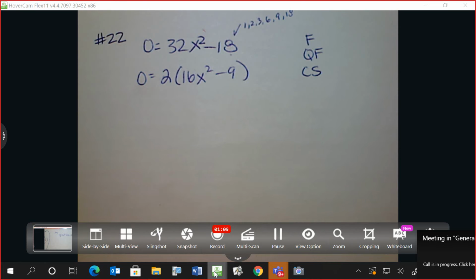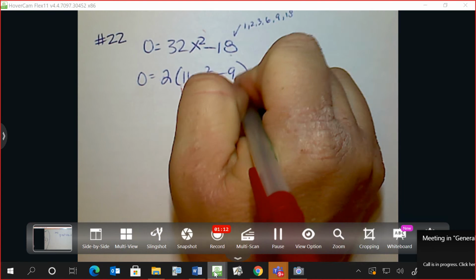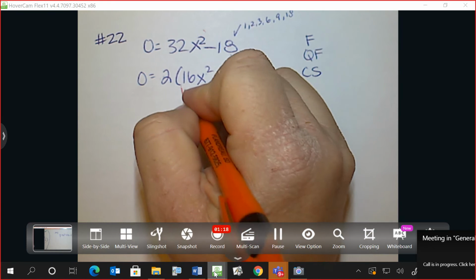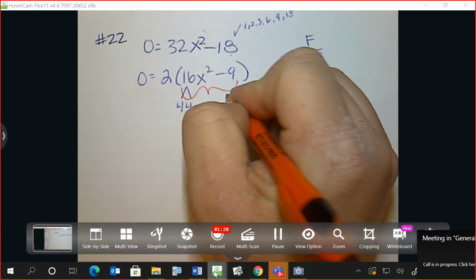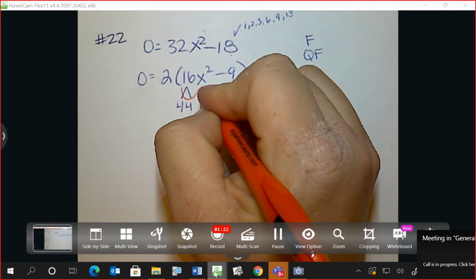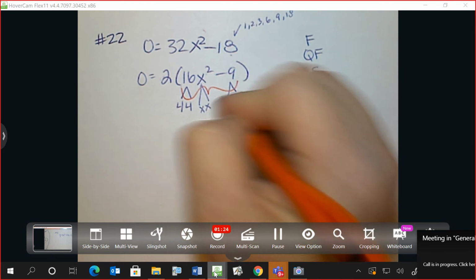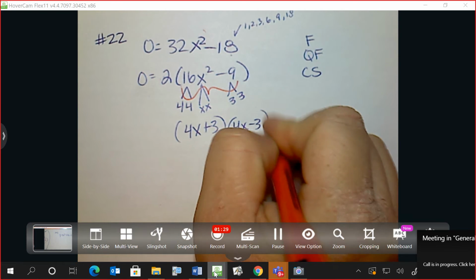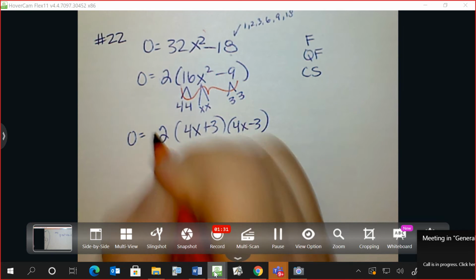I'm only going to be focused right now on this inside. This is a difference of squares. You've learned this freshman year. What does this mean? It means what two things multiply to give us 16, multiply to give us 9, and then x squared breaks into x and x. So 4x plus 3 and 4x minus 3 would be your two factors.